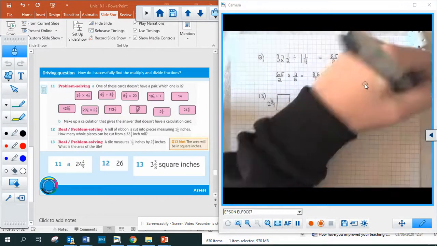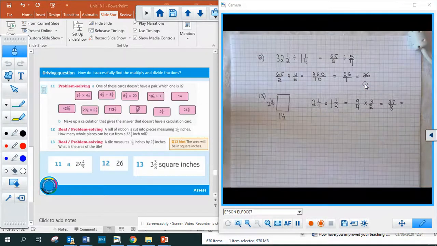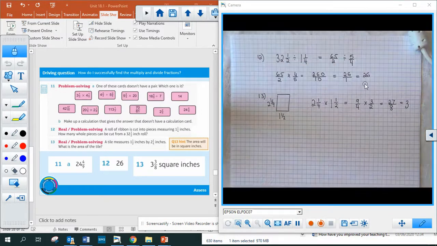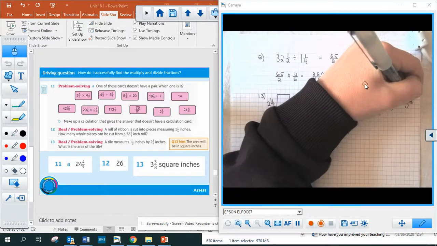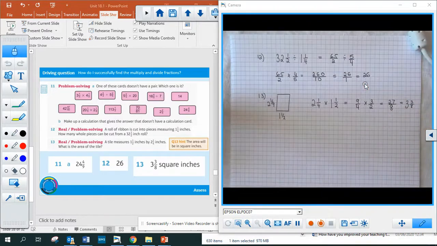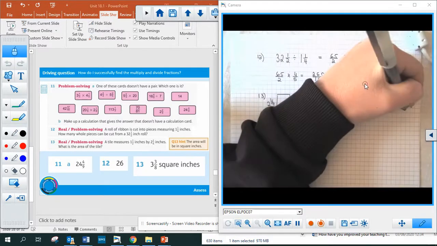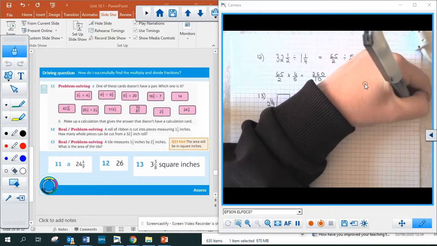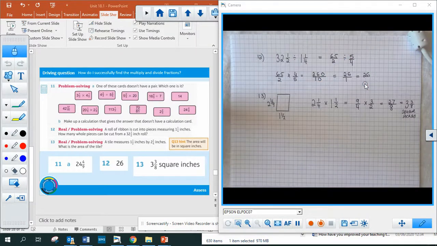Now I'm going to convert that into a mixed number. How many 8s go into 27? Well, 8, 16, 24, so that's 3. And then from 24 to 27, there's 3 remaining. Okay, so my answer is 3 3/8, and as it said to you in the hint, that's square inches. Okay? And that's your final answer there. So well done with that one.